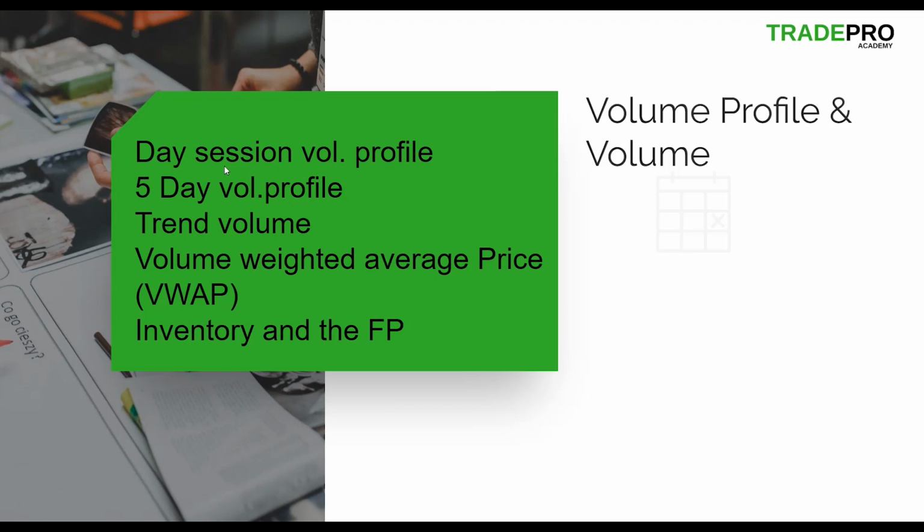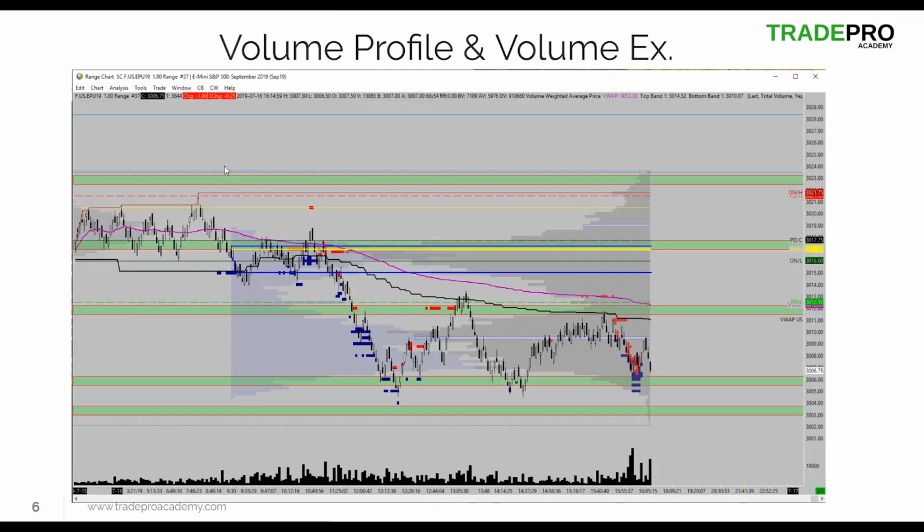Now, what are each and every one of them? Let's take a look. Right here, we've got the same image in front of you. However, you may have noticed that we've got a lot of things on this. First things first, the daily volume profile right here in the light blue. Next, we've got the 5-day gray here on the right. At the bottom, we've also got the trend volume, which I like to call it, and finally, the red and blue boxes are going to be our inventory.